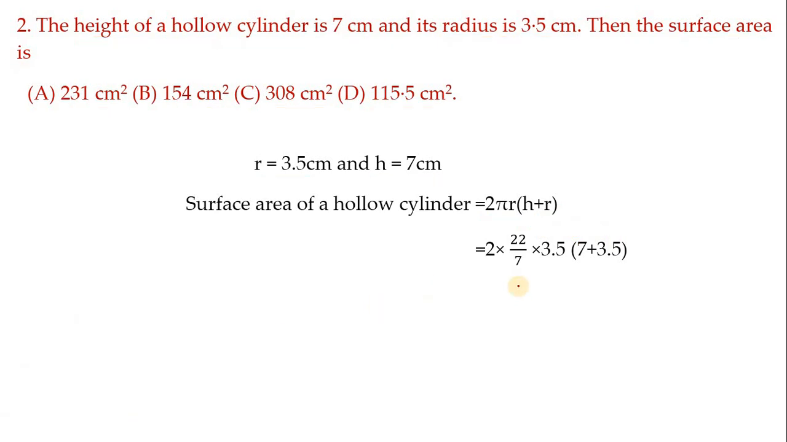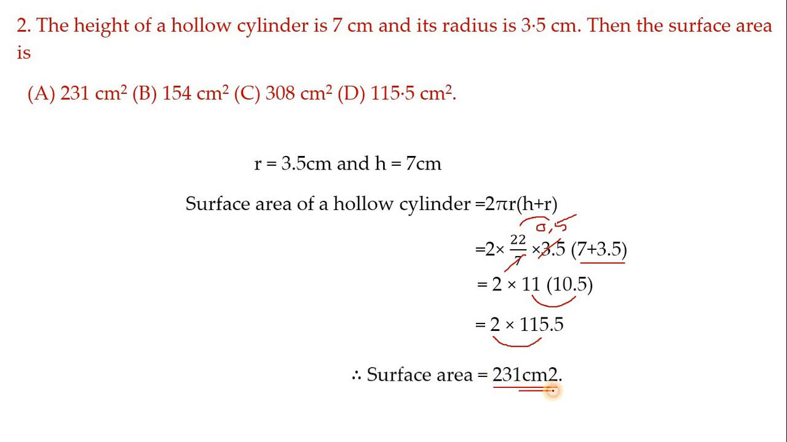Now let me simplify this, children. Here 7 ones are 7, and 7 into 0.5 is 3.5. Now this 22 multiplied by 0.5: easily we can multiply because half of 22 is 11. And add these two things: 7 plus 3.5 is 10.5. Now 11 multiplied by 10.5 will give 115.5, and 2 write as it is. Now 2 multiplied by 115.5 will give 231 centimeter square. So 231 centimeter square is option A.